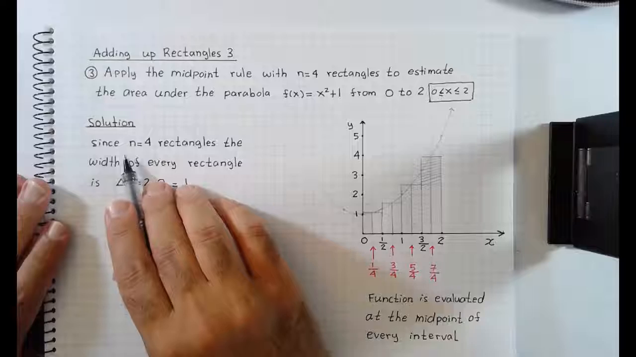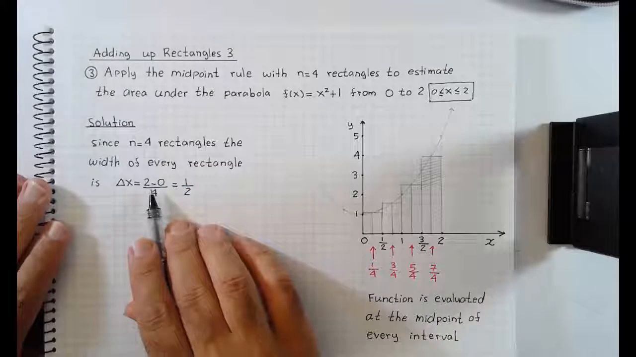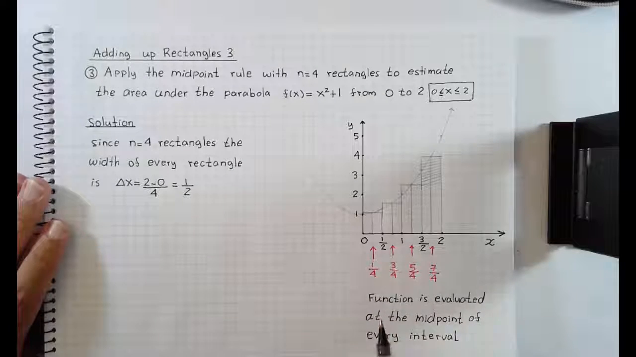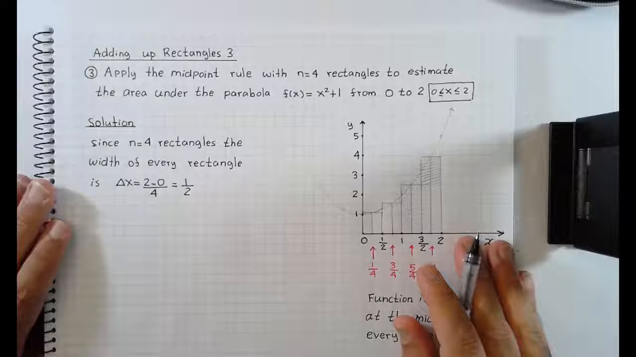Solution. Since n equals 4 rectangles, the width of every rectangle, delta x, is 2 minus 0 over 4, that's a half. For the midpoint rule, we evaluate the function at the midpoint of every interval.